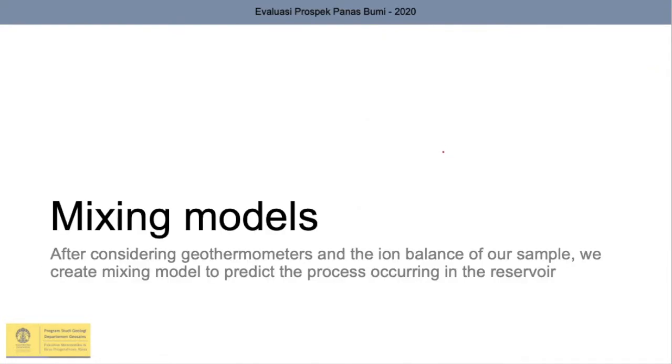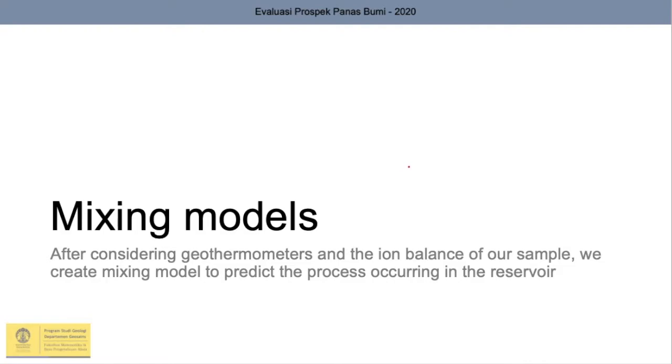After discussing some of the concepts that you would need to understand before we complete the reservoir evaluation, we now can come into discussing the mixing models. This is what we do when we evaluate the condition of the reservoir based on the boiling process. So after considering geothermometers, ionic balance, and then we consider excess enthalpy, total discharge, and the heat and mass balance.